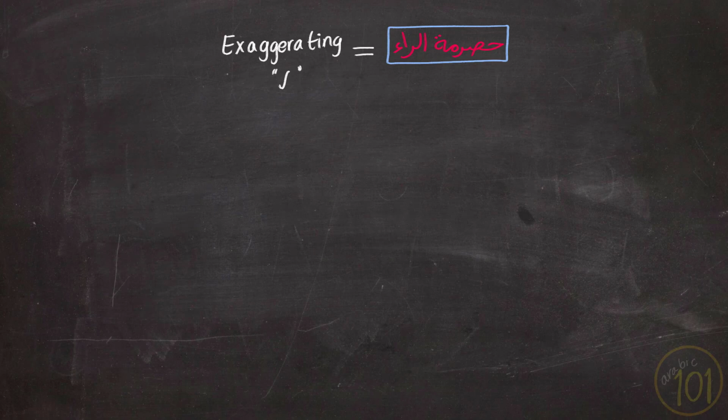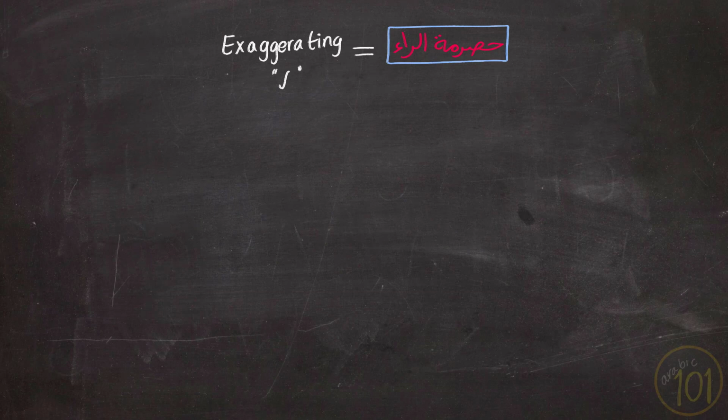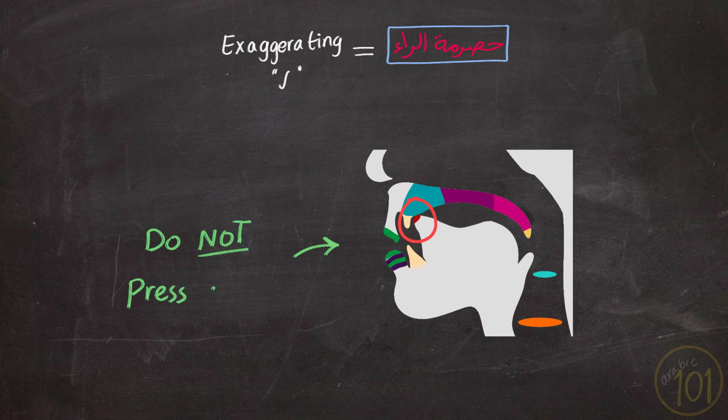And if it has shadda and it comes at the beginning of the word, then this mistake can also happen. تنزيل من رب العالمين. That is not correct, and it should sound like this. تنزيل من رب العالمين. So, من رب, not من رب. So the most important thing that you can get out of this first mistake is do not press the tongue too much, because the sound will be exaggerated and it will not sound correct.